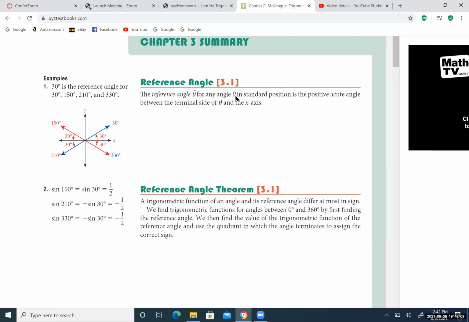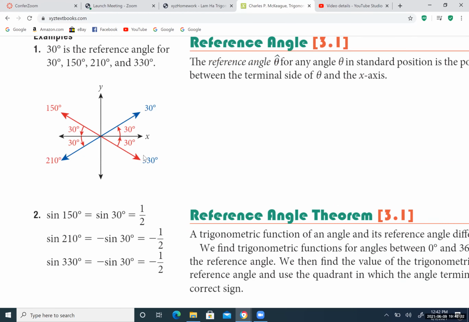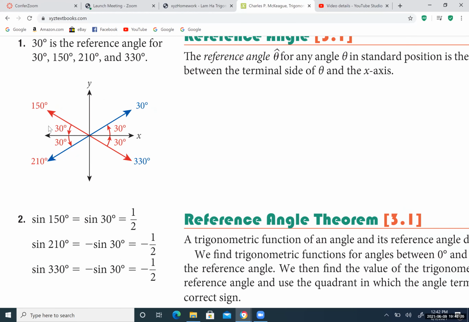For any angle theta, theta represents the angle in standard position. Remember, a positive angle is counterclockwise, and a negative angle is clockwise. So remember that. The example will be on the left side. As you notice, we have four angles right here.